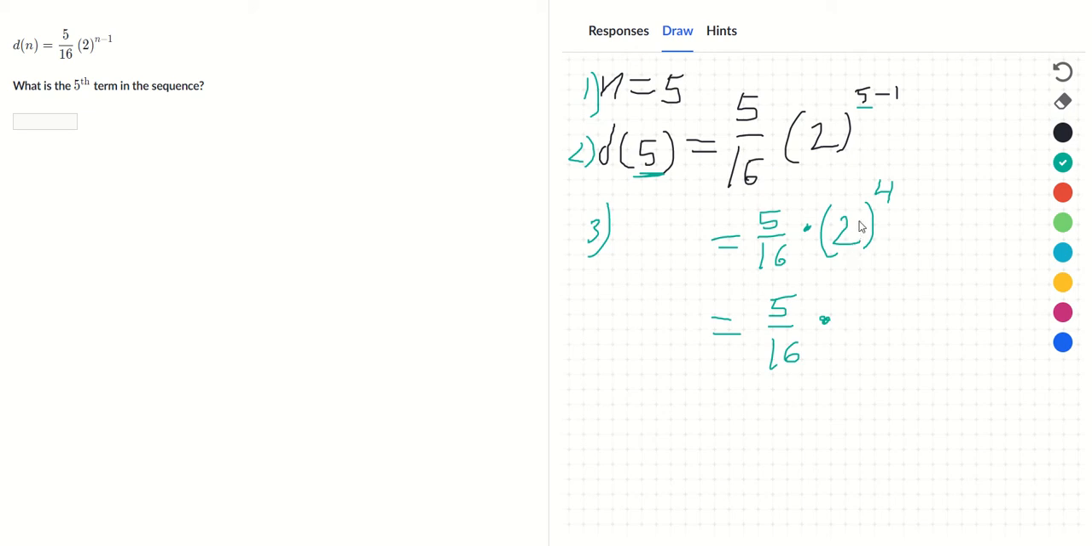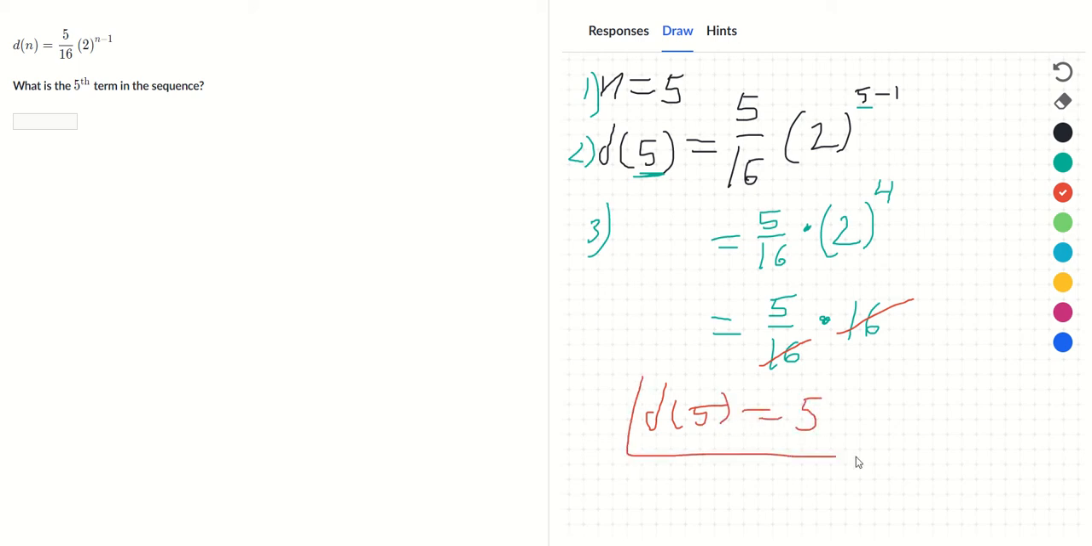Well, 2 raised to the 4th power. What is it? Well, what that means is 2 times 2 times 2 times 2, 4 times. You can just use a calculator, or you can multiply 2 times 2 times 2 times 2, 4 times. 2 times 2 is 4. 4 times 2 is 8. And 8 times 2 is 16. So 2 raised to the 4th power is 16. Now you can see what's going on here. 16 and 16 cancel each other out. And you'll end up with d of 5 equals 5.